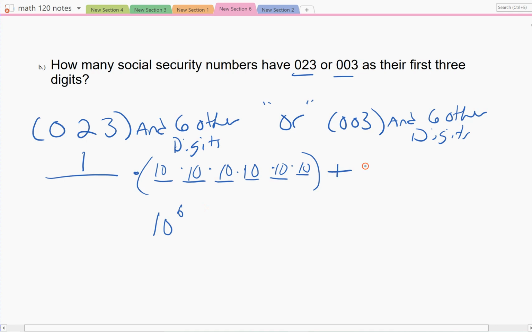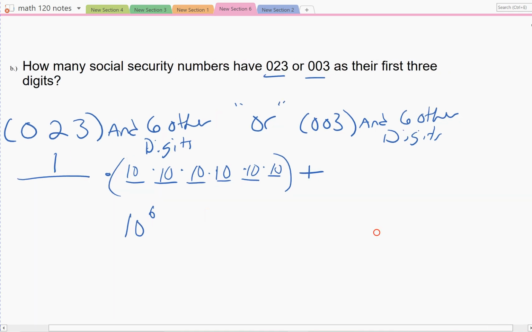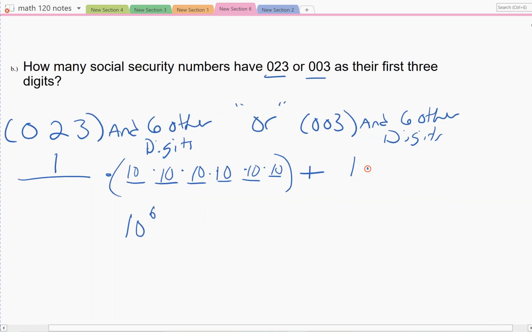Or, so now we have an addition. This one works the same way. There's only one way to get the 0, 0, 3 in that order. And then I'd still have to finish out my set with 6 digits, but they can be anything. 10, 10, 10, 10, 10. And so that one comes out exactly the same. It's 1 times 10 to the 6th, which is 10 to the 6th.